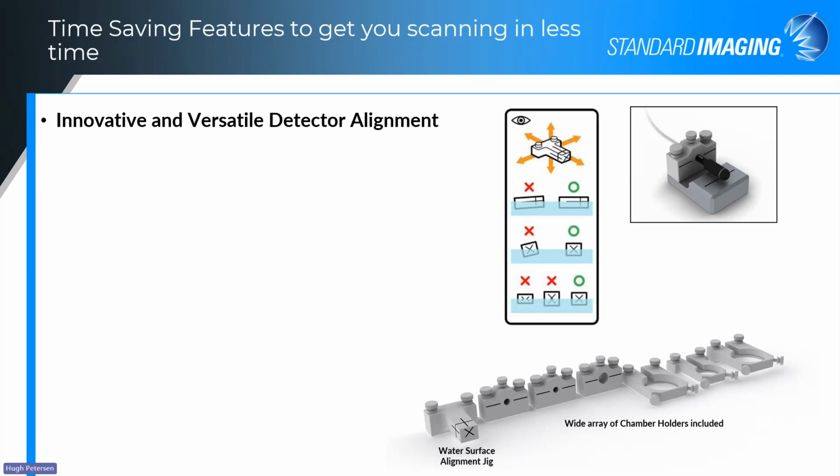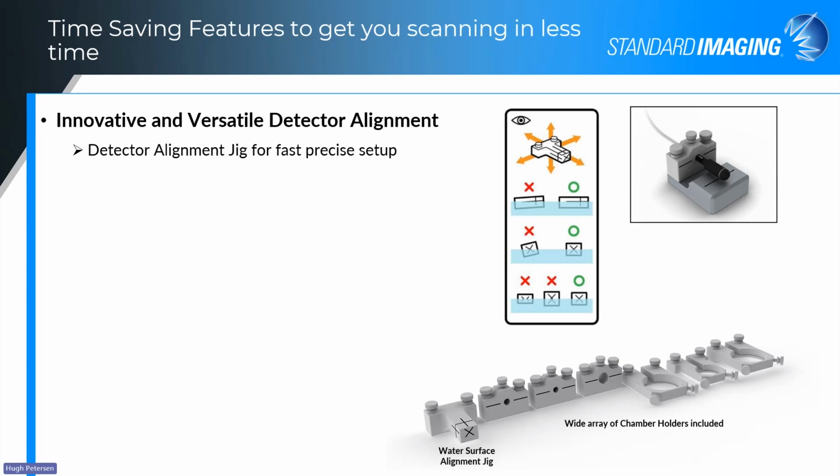We've got a very innovative and versatile detector alignment system. The nice thing is it gives you the ability to quickly set up your tank. You can set the system up probably in about 15 minutes, as far as your leveling and what have you. We've got an innovative detector alignment jig that you can see on the bottom left of the line of chamber holders, and we also have a wide array of chamber holders included as well.